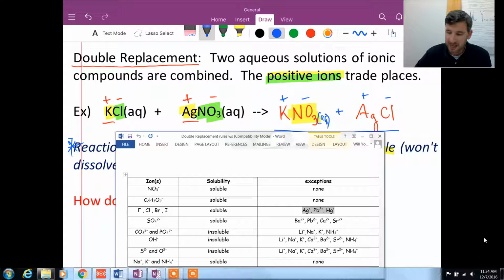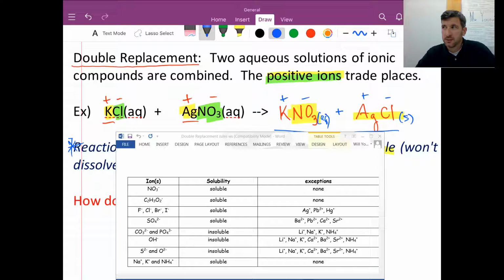So what that means is my silver chloride is an exception to the rule that says chlorides are usually soluble. Okay, so silver chloride, unlike most chlorides, is not soluble, so therefore it's going to be a solid precipitate. And we have to have one of our products be insoluble, be a solid precipitate, otherwise we're going to say no reaction. So this is a reaction because we formed a precipitate.